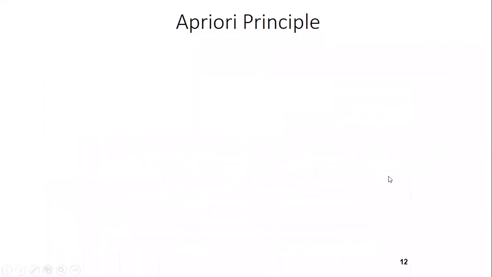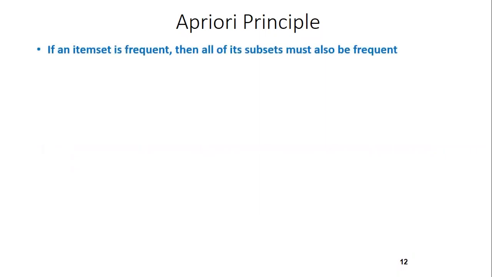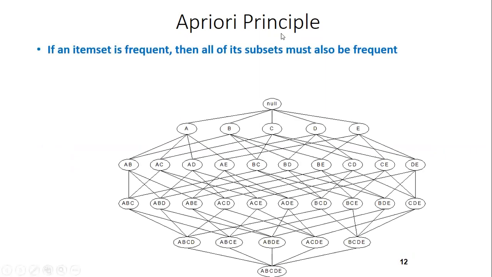Let's see with an item set lattice. If the item set is frequent, then all its subsets must also be frequent. So let us take AB as an item set. What are the subsets of this item set? We have AB is frequent, A and B are the frequent items. Then if AB is frequent, the subset A and the subset B are also frequent.